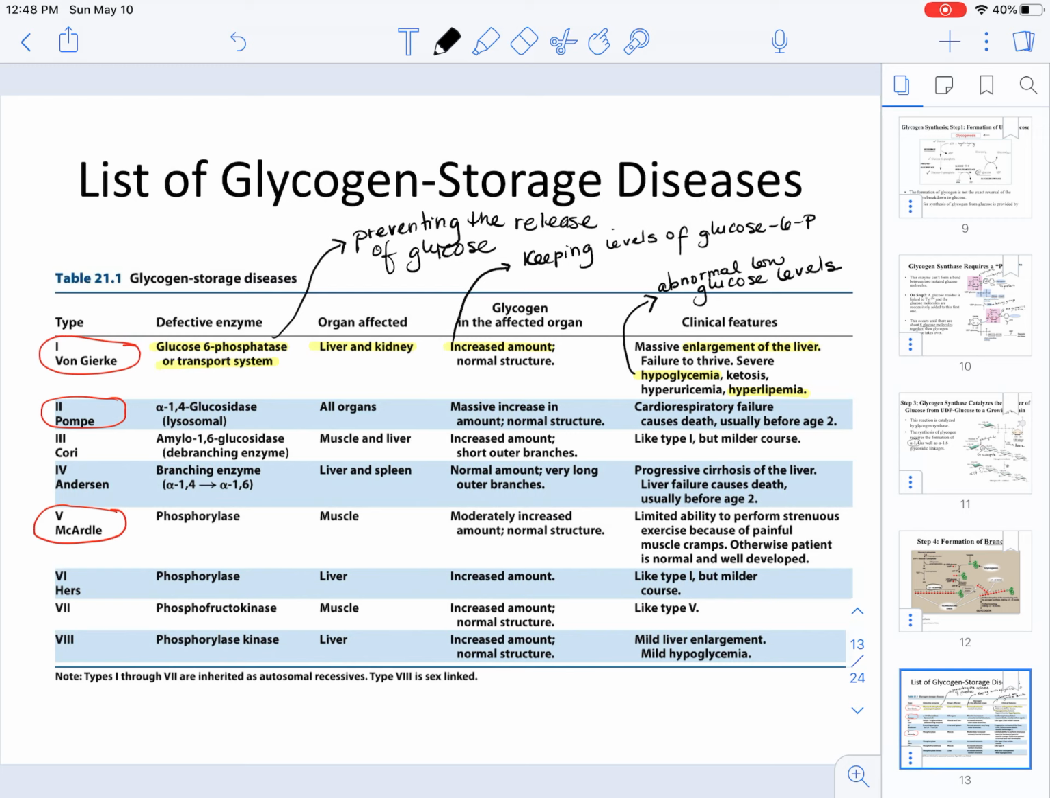Now, when it comes to hyperlipemia, this specifically is when you have an excess of triglycerides and cholesterol.